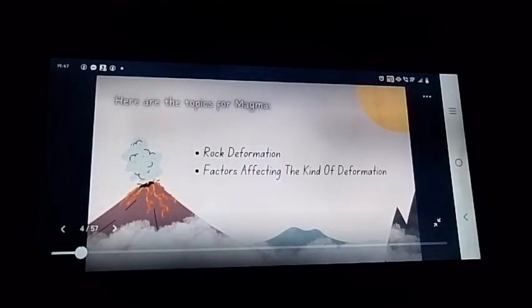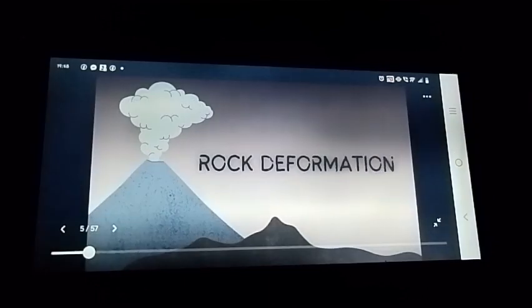Now, here are the topics for magma: rock deformation and factors affecting the kind of deformation. Our first topic is rock deformation.